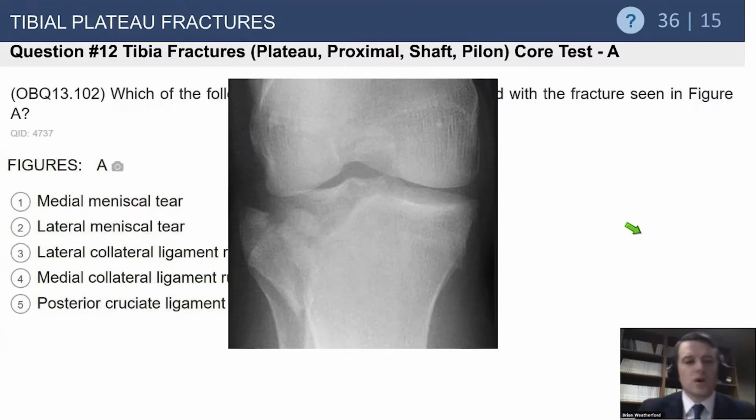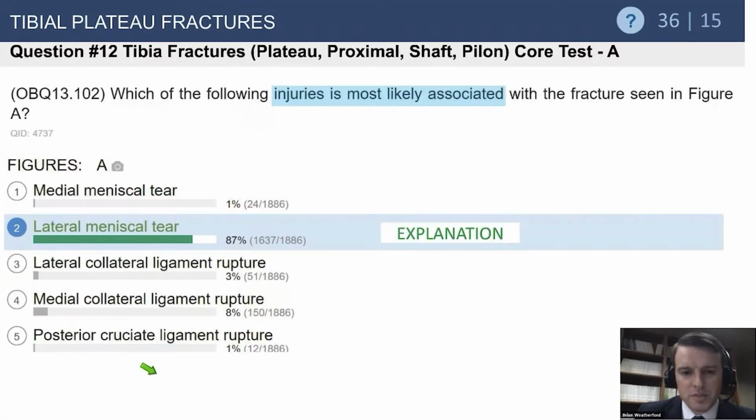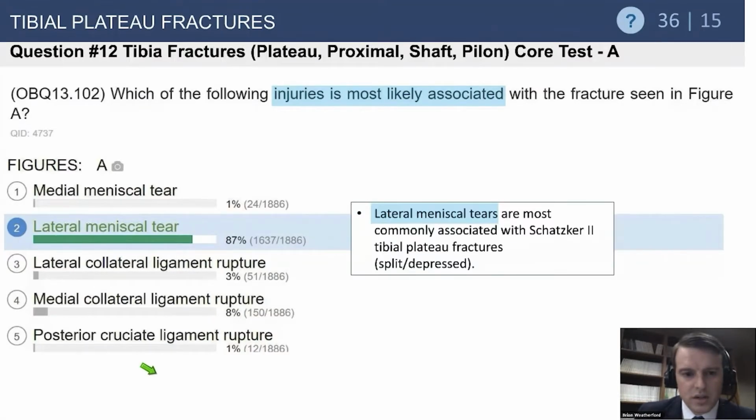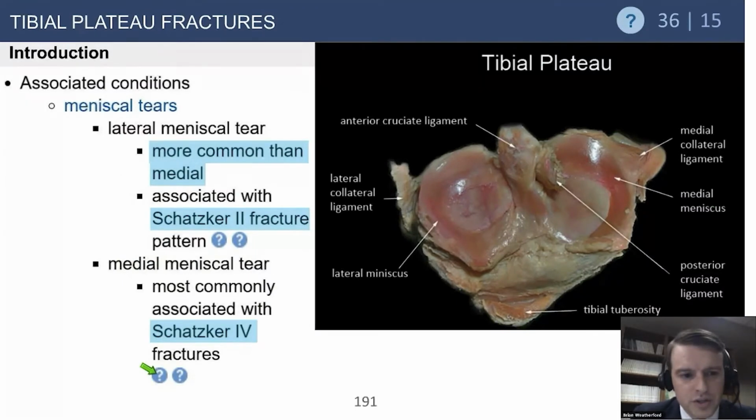Okay, so jumping right into our questions here, which of the following injuries is most likely associated with the fracture seen in Figure A? As you can see, we're going to get into the classification in a little bit. This patient has a significantly displaced lateral tibial plateau fracture. So, which of the injuries would you most likely see? You're going to very commonly see a lateral meniscal injury with this type of injury pattern. So this is a Schatzker type 2, which again we will get into in a little bit. But very commonly you will see a joint depression with an associated peripheral meniscal detachment of the lateral meniscus, and you'll find it within the depths of that depressed lateral plateau.